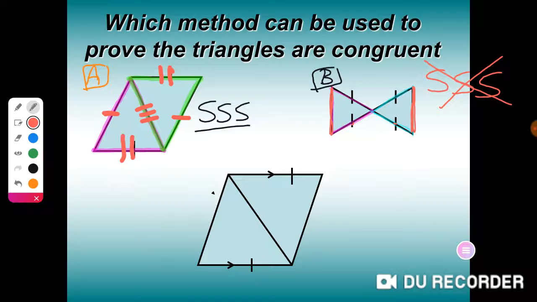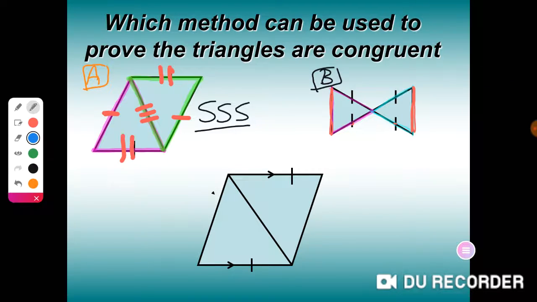So let's move and check the second postulate, or the second theorem, and this theorem was side, angle, side. Let's see if side, angle, side helps or does not help in order to prove the two triangles are congruent.